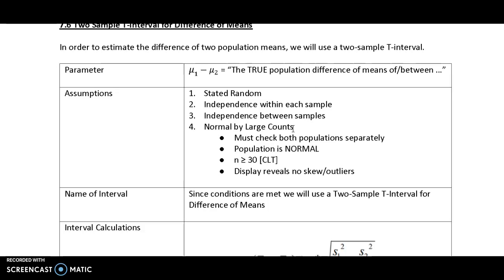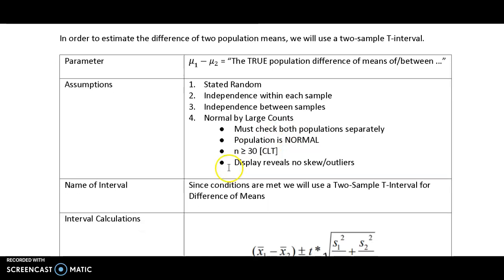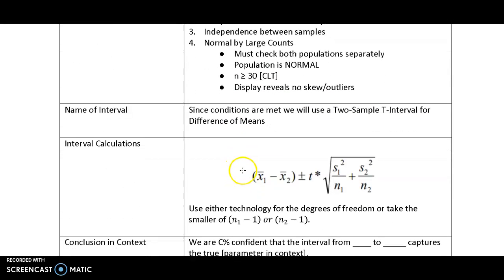Now, this normality condition isn't about the population. It isn't about the sample. We make the normality condition about the sampling distribution. If our conditions are met, we will use a two-sample t-interval for the difference of means. My interval calculation, again, is going to look like my point estimate or my statistic. Here, x bar 1 minus x bar 2 estimates the difference between mu 1 and mu 2. And then I have my critical value, and then I have my standard error.